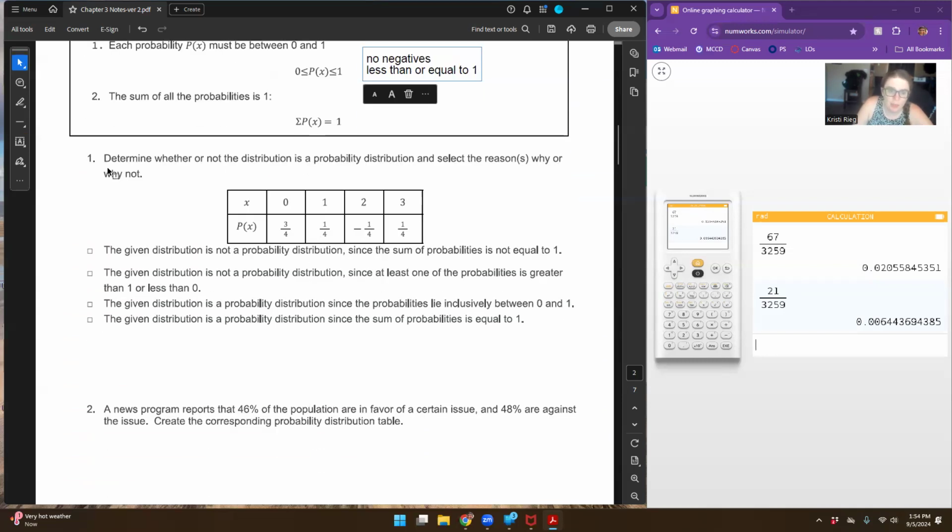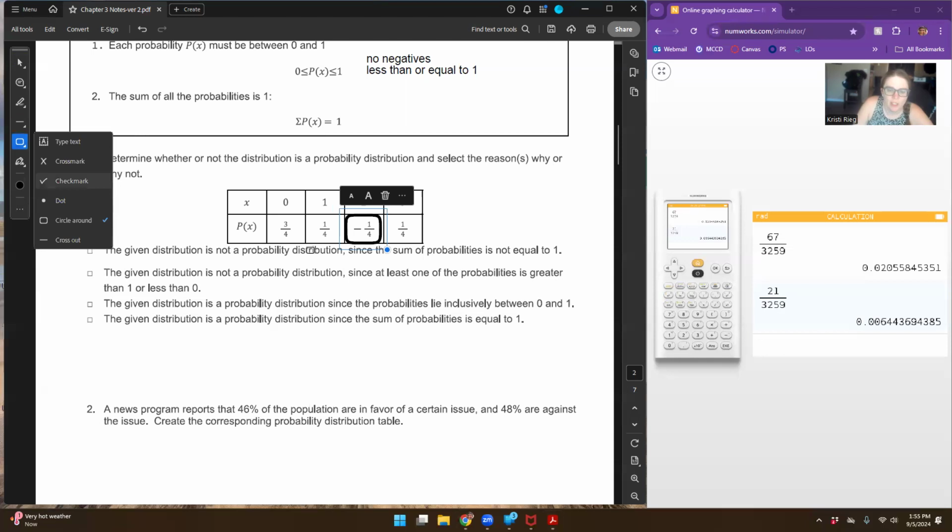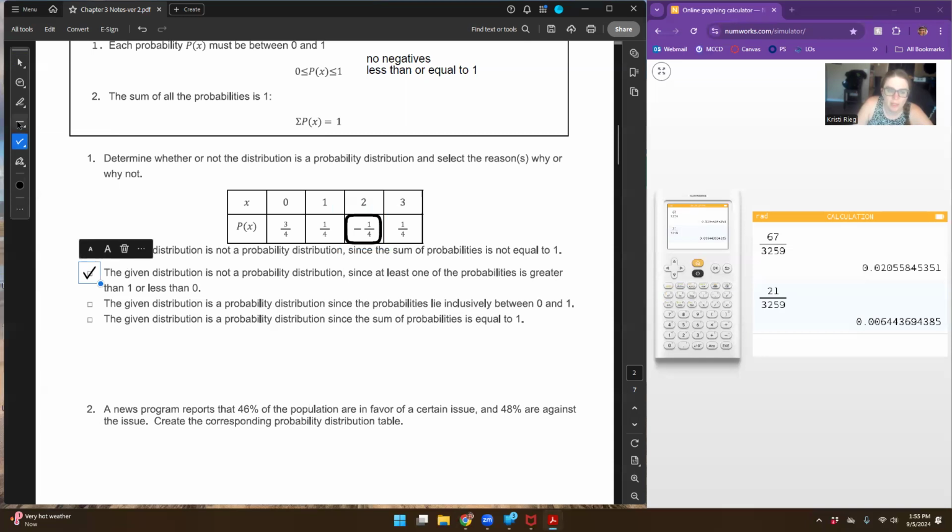In this first example, determine whether or not the distribution is a probability distribution, and say why or why not. Okay, so right off the bat, we can see that we have a negative right here, which is a problem. And so this is not a distribution because we have something that's less than 0. The less than 0 part, the negative, is the part that messed it up. The negative is really easy to see.